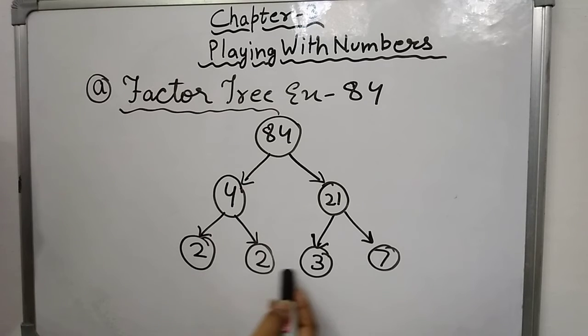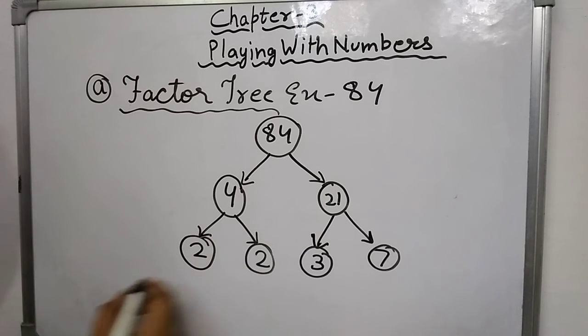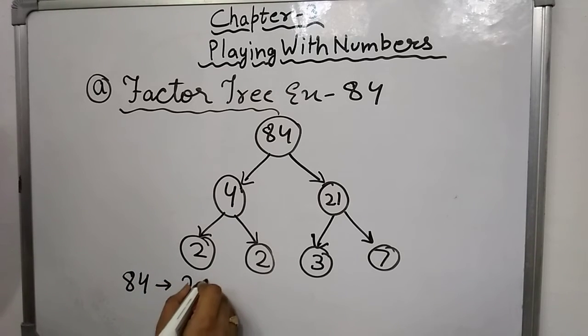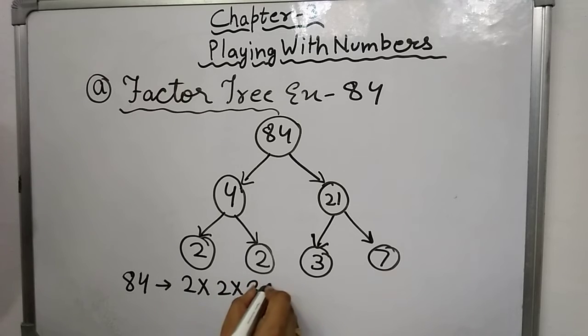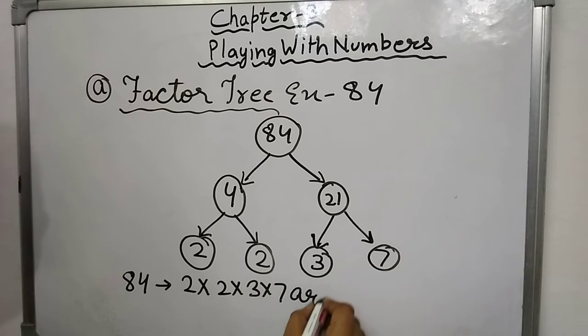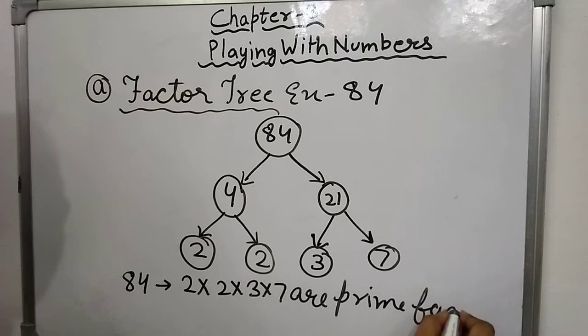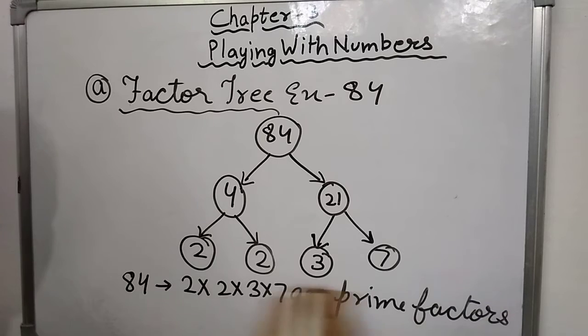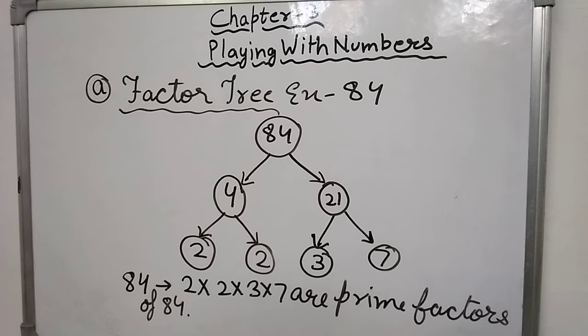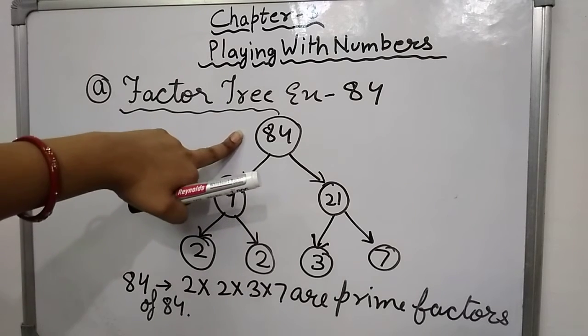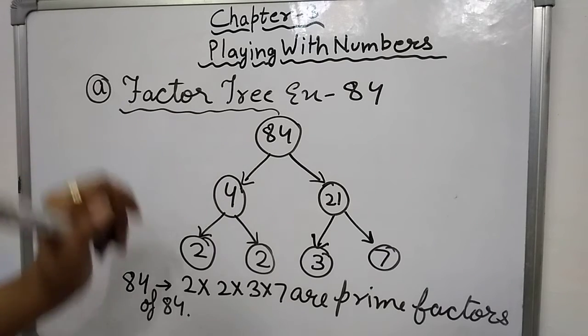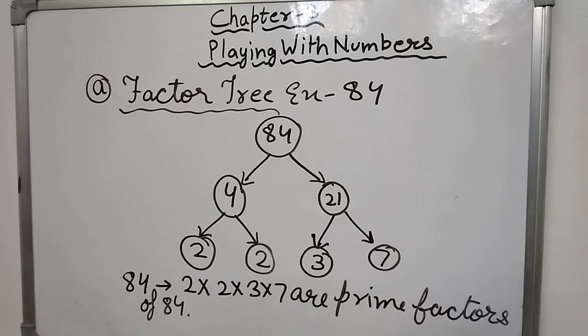Now we got all the prime factors of 84. We can write 2 multiply 2 multiply 3 multiply 7 as the prime factors of 84. Right? So this is the factor tree method. Now this 84 was a composite number. Let's see how we can make a factor tree of a prime number.